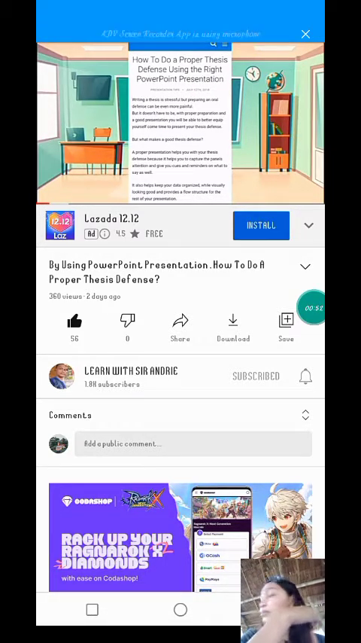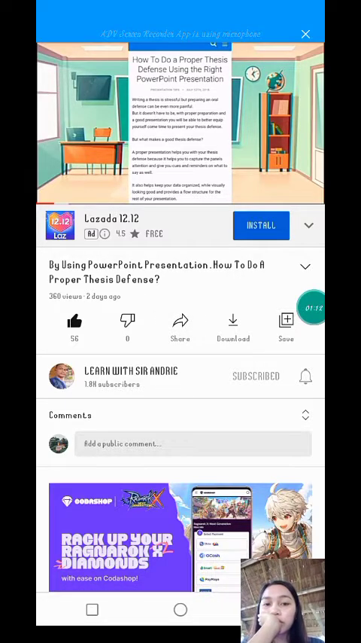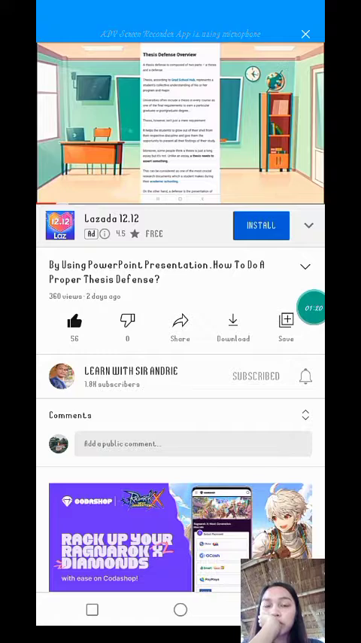A proper presentation helps you with your thesis defense because it helps you to capture the panel's attention and give you cues and reminders on what to say as well. It also keeps your data organized while visually looking good and provides a flow structure for the rest of your presentation. Now, what is a thesis defense?